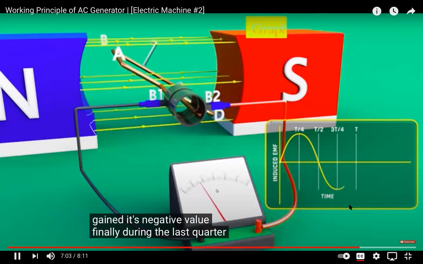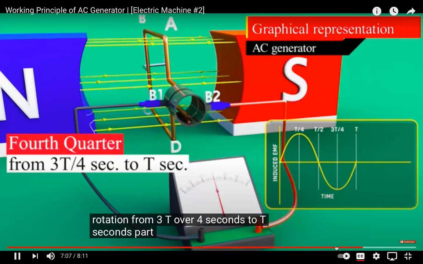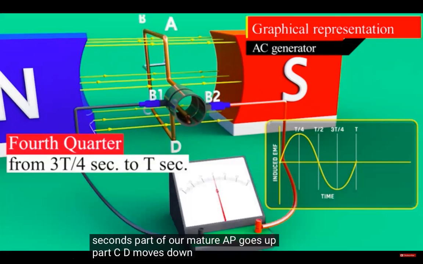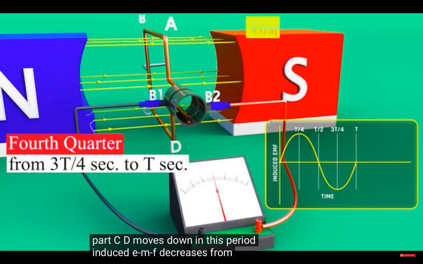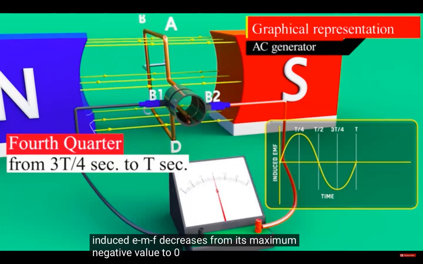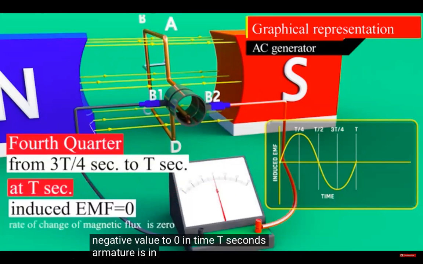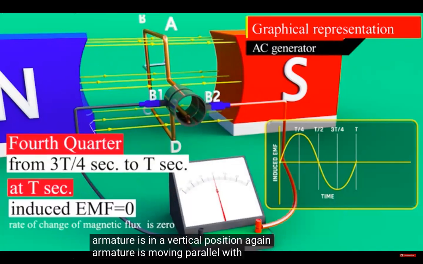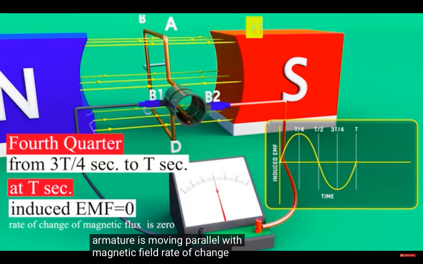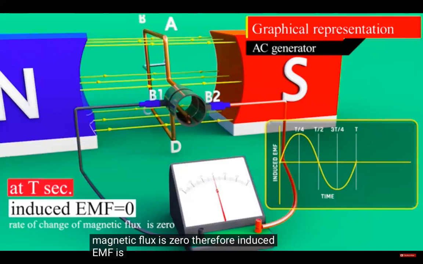Finally, during the last quarter of rotation, from 3t over 4 seconds to t seconds, part of armature AB goes up, part CD moves down. In this period, induced EMF decreases from its maximum negative value to 0. In time, t seconds armature is in a vertical position. Again, armature is moving parallel with magnetic field. Rate of change of magnetic flux is 0. Therefore, induced EMF is 0.